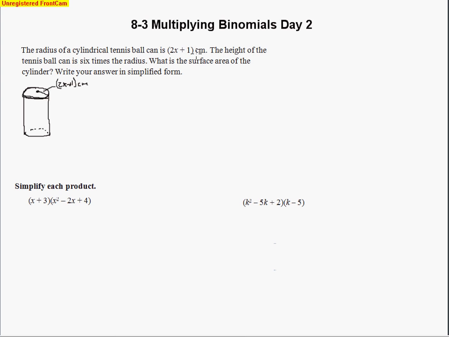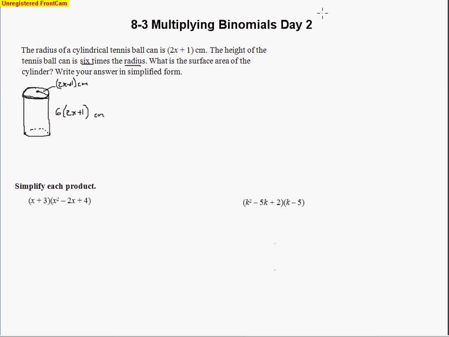And so it says the height of the tennis ball can is 6 times the radius. So 6 times 2x plus 1. And so that's the information given to us, and this is in centimeters as well. And so they want to know what is the surface area of the cylinder. And so the cylinder right here.